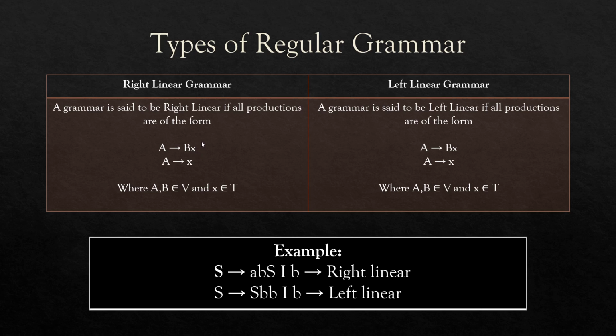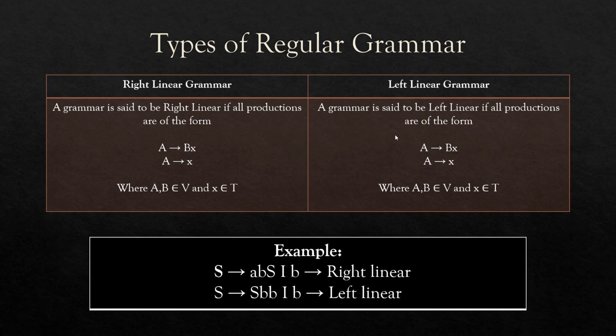The reason why it is called right linear grammar is because that's how we will be able to identify if it's a right linear or left linear grammar. If you can see the terminal on the right side, then it would be right linear. And that goes also with the left linear grammar.